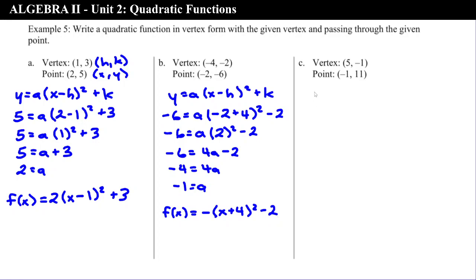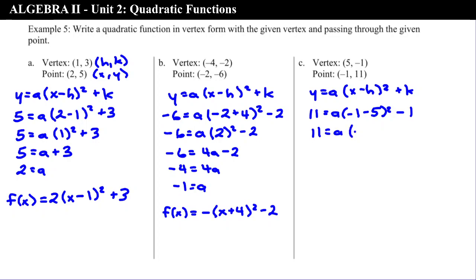And then finally for part C, again we're going to start with the vertex form of our quadratic equation. Here y is 11, x is negative 1, h is 5, and k is negative 1. So we won't have a plus on the end here; we will actually have a minus. So x is negative 1, h is 5, k is negative 1, and then we solve it for a.